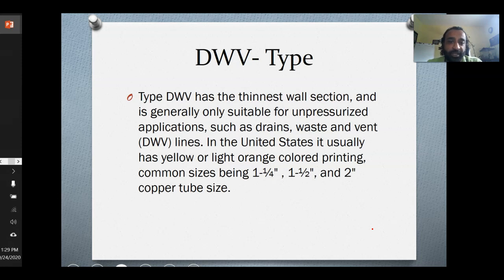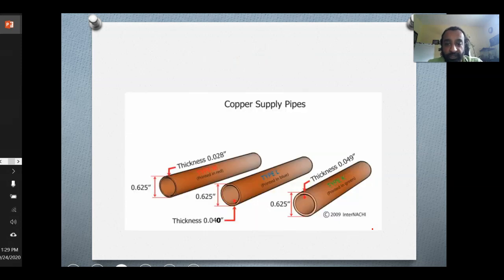DWV is very thin, so you can crimp and bend it by hand. It's used for low pressure water like drainage and so on. Okay, here are the types and the thickness, and the reason I'm bringing that up is because of two things. The price is higher for thicker pipe, which makes sense because copper is expensive, and also the pressure rating. So if you're going to use high pressure, make sure you use the right pressure rating.